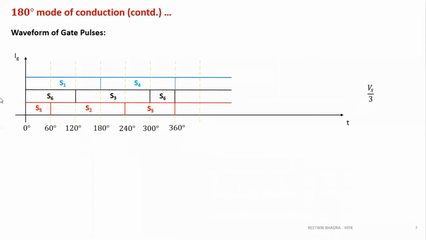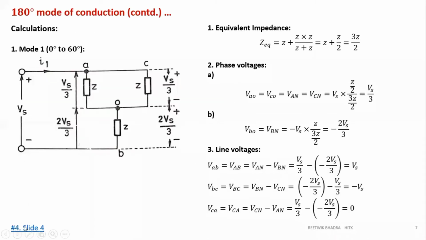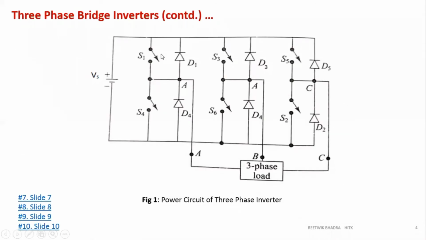Now, if you look at the first mode, 0 to 60, which switches are on? 1, 6 and 5, right? Because 6 is starting from here and ending over here. So 6 is on, 5 is also on, 1 is also on. So 1, 6 and 5. This diagram is very important, along with gate pulsing, because without this diagram you can't draw the circuit.